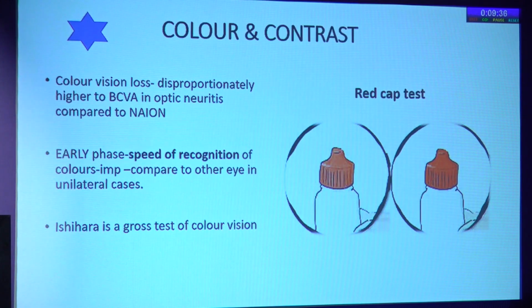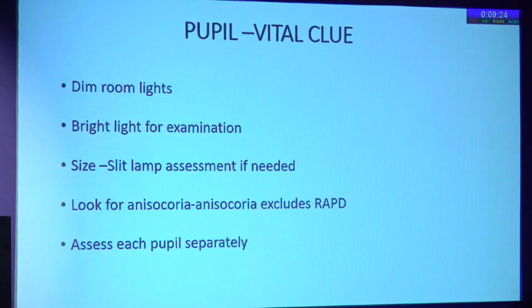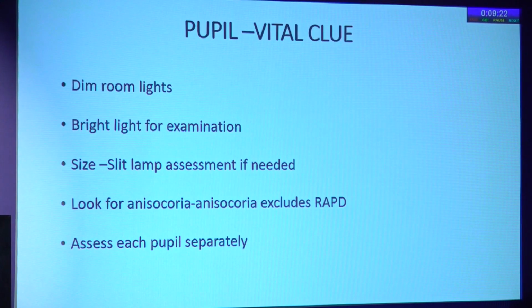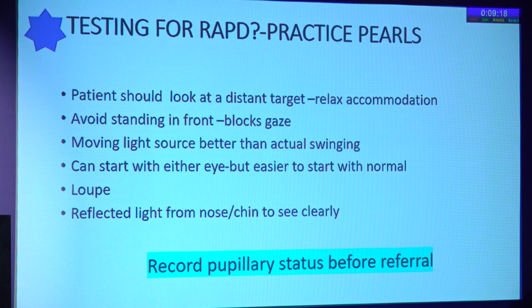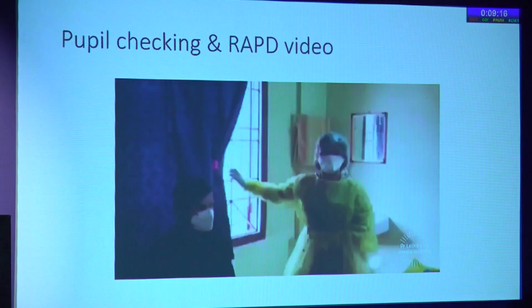Another very simple thing you can do is the red cap test, where you can show these bottles with red caps in front of the patient's eyes simultaneously and ask the patient whether there's a washout or not. They will very quickly pick it up themselves. Now, pupil, of course, is a vital clue. I don't know whether this video will be very, very basic. I have a video on that.